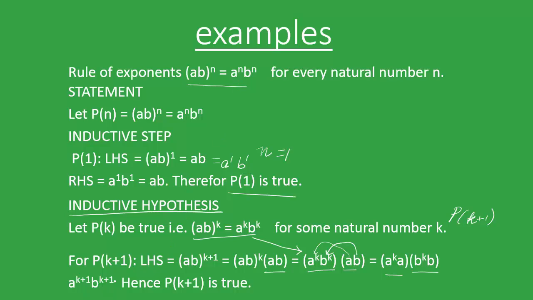And since LHS is equal to RHS, Pk plus 1 is true, and we have used the assumption here that Pk was true. So the third step, that is the inductive hypothesis, yields that Pk plus 1 is true if Pk is true. Therefore, by the process of mathematical induction, we can say that P of n is true for all n belonging to the natural numbers.